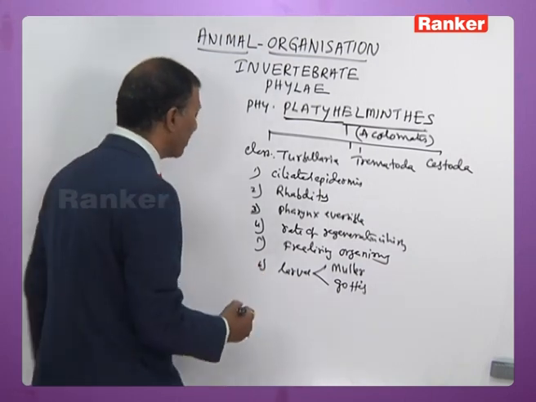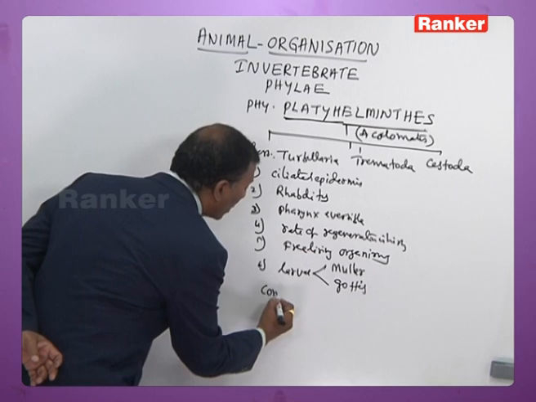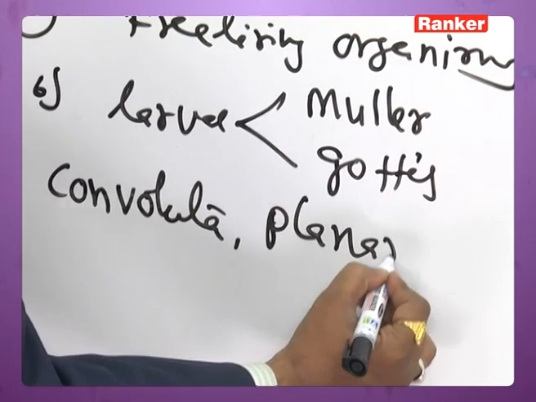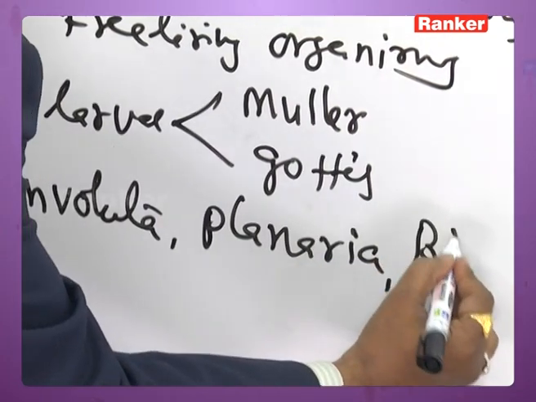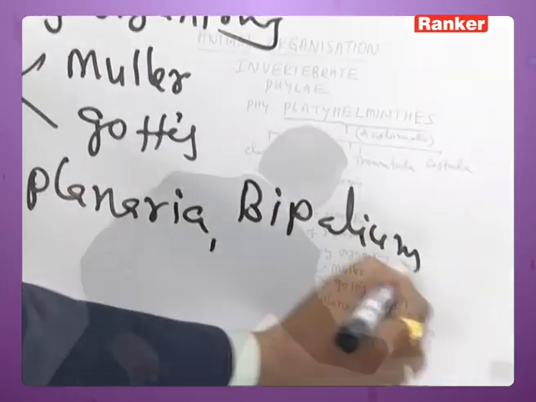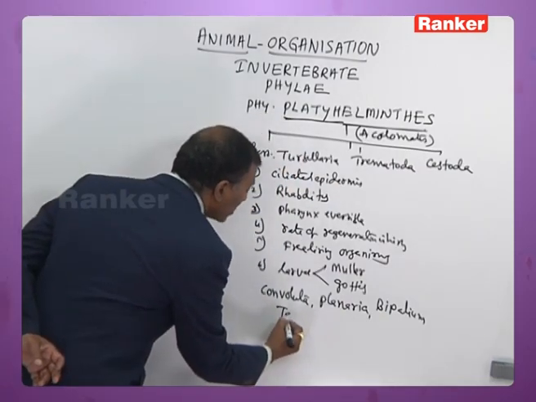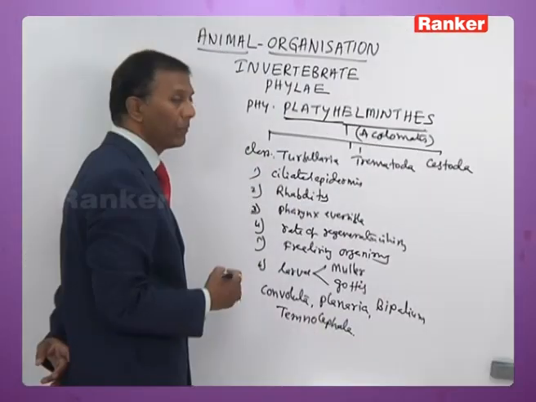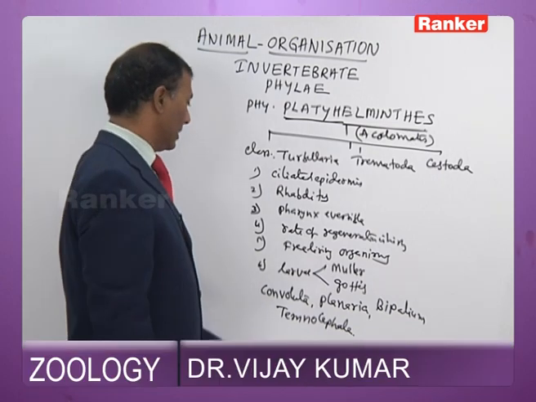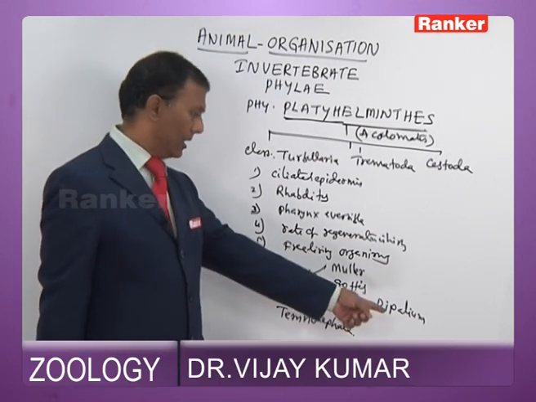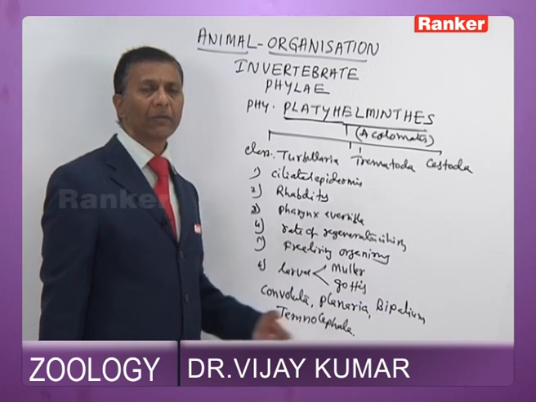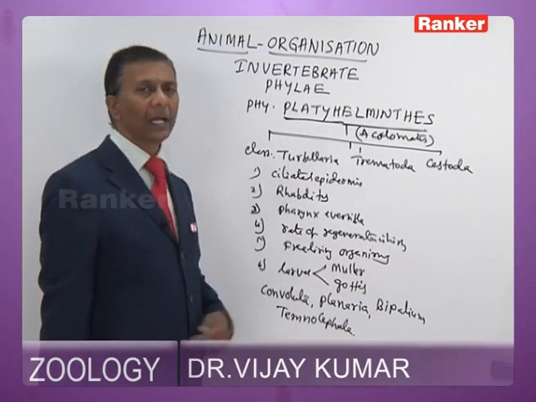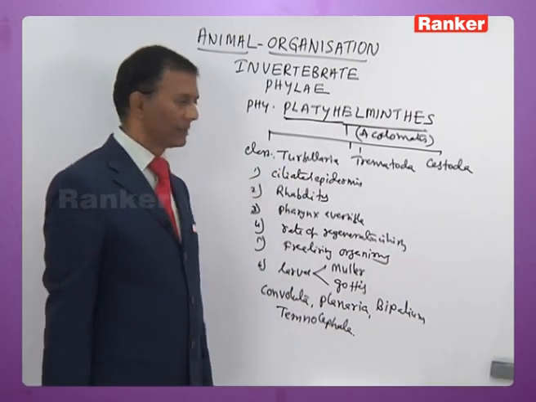And the most important examples for Turbellaria are Convoluta, Planaria, which is also called Dugesia, Bipalium, Temnocephala. These are certain important examples of Turbellaria here. In this, Planaria is also called Dugesia. Bipalium is the turbellarian that lives in moist soil. Temnocephala is a connecting link between Turbellaria and parasitic platyhelminthes.